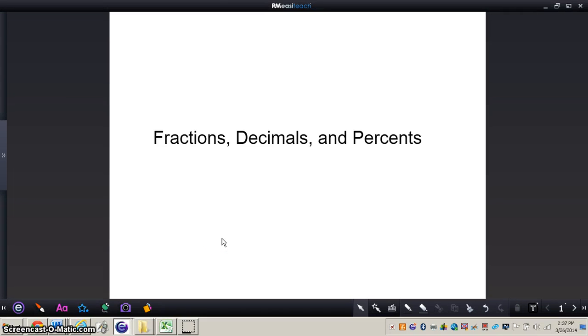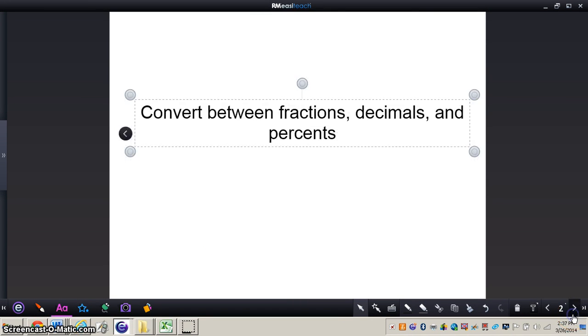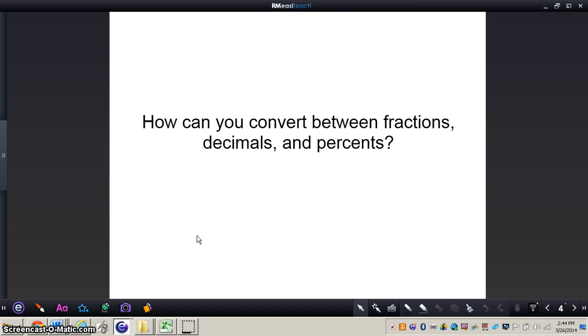In this video, we are going to be taking a look at fractions, decimals, and percents. Now, the goal for today's video is to be able to convert fractions, decimals, and percents. And the essential question that we are going to try to answer throughout the video is how can you convert between fractions, decimals, and percents.